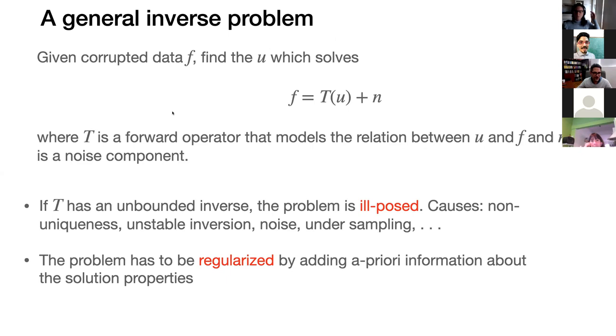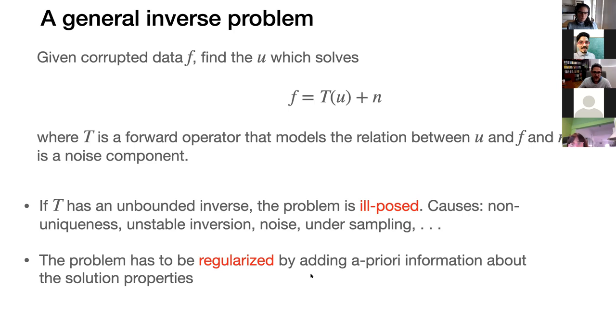This is just given some corrupted data. You may want to find a solution of this equation, this frequentist approach. In this context, the solution is affected by a forward operator that typically models the relation between the solution and the data, and apart from that, you have the noise component in this part. And usually the difficulties in inverse problems have to do with the fact that this is in general an unbounded operator with an unbounded inverse, and that may cause several difficulties like instabilities, lack of uniqueness, and so on. And typically what you do in inverse problems, you are all familiar with that, is you use some sort of regularization using information that you have beforehand about the solution and the solution properties, mainly the regularity properties of the solution.